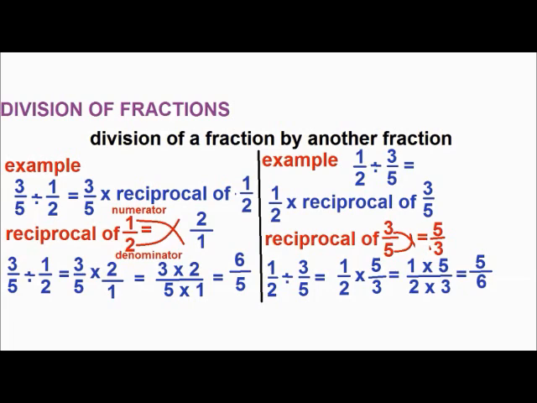Now another example: 1 by 2 divided by 3 by 5. Now we have to find the reciprocal of 3 by 5, because it is the number we are dividing by. So the reciprocal of 3 by 5 becomes 5 by 3. So 1 by 2 divided by 3 by 5 is equal to 1 by 2 into 5 by 3. That is 1 into 5 by 2 into 3. That is 5 by 6.